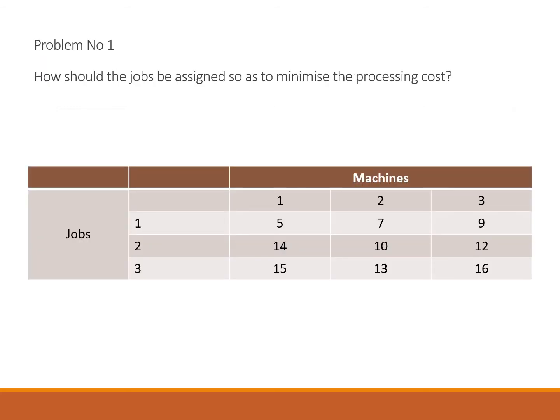Now let's move to the problem. Problem number 1. How should the jobs be assigned so as to minimize the processing cost? Here the jobs given to us are 1, 2, 3, and the machines are 1, 2, 3. So we need to find out which job must be assigned to which machine so as to minimize the processing cost.